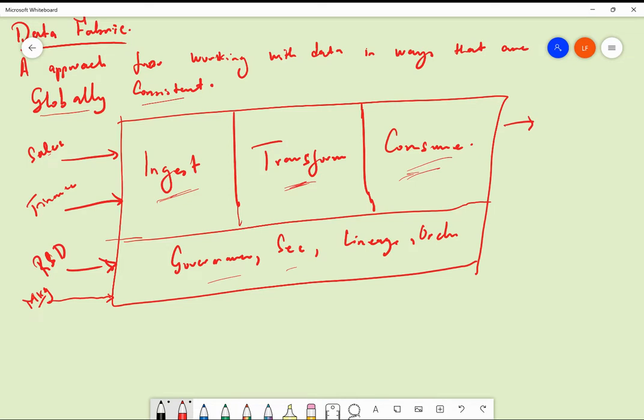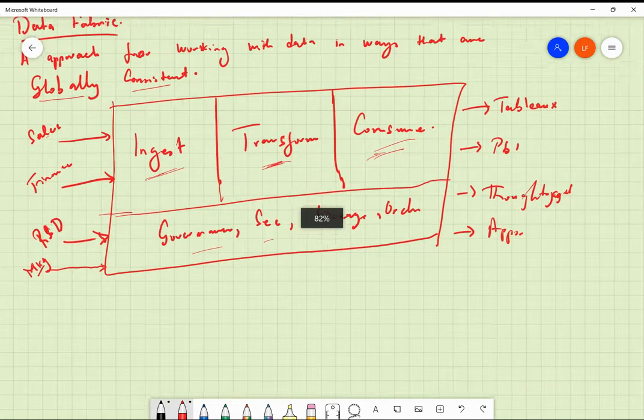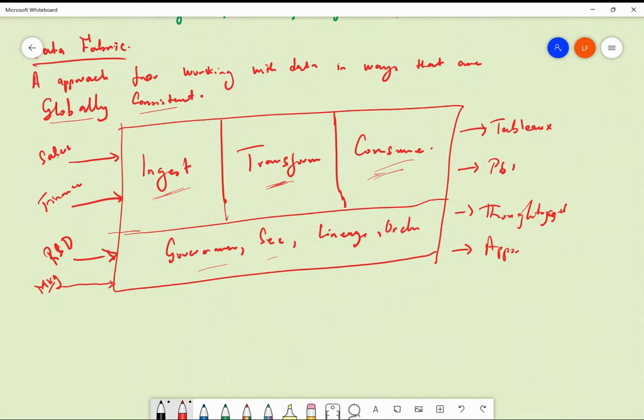Here, let's add a couple of consumption options. You might be using Tableau reports, you might be looking at Power BI, you might be working with ThoughtSpot for your reports. And then you might also be building applications on top of this, again, in a consistent way. What the data fabric seeks to do is to say, everything in our ecosystem within our organization is consistent.